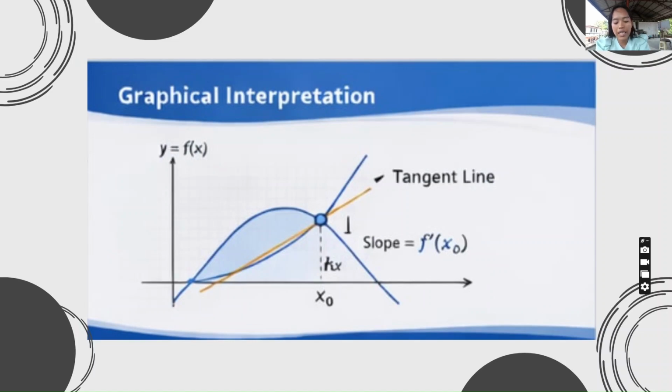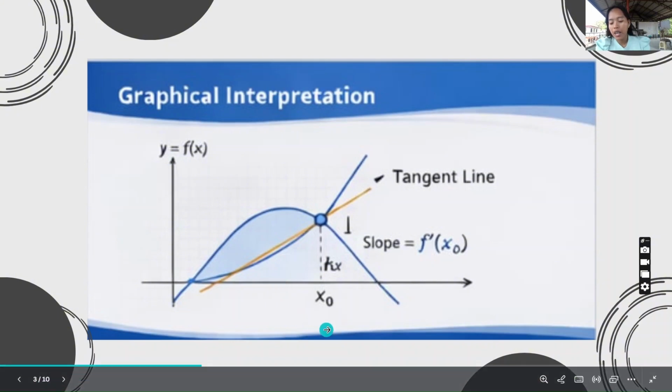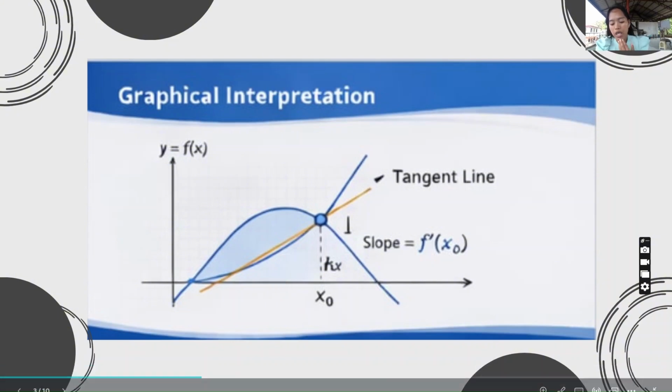to visualize what a derivative is, consider a graph of a function. So here we have a graph, right? It is y is equal to f of x. At any point on this curve, we can draw a tangent line that touches the curve exactly at that point. The slope of this tangent line is the derivative at the point, f prime of x sub 0.